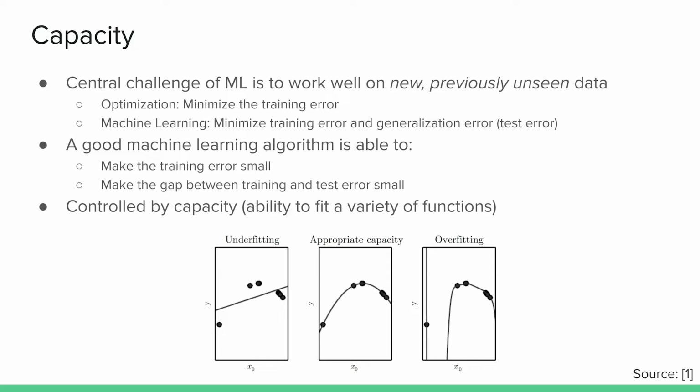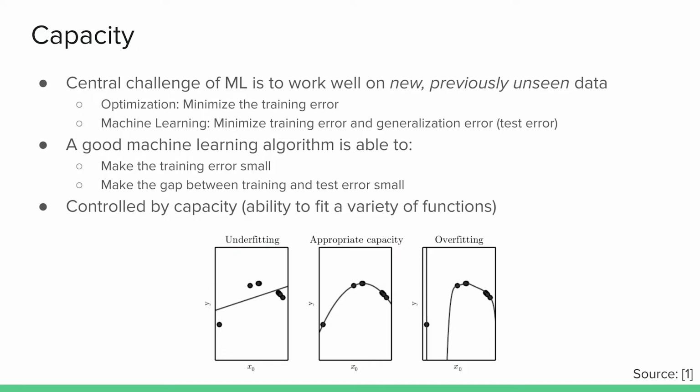One would be optimization, where we're trying to fit a model as well as possible onto our training set. So we're just trying to minimize the training error. Pure and simple, just try to get as good as you possibly can on the training set. That would be optimization. But what we want is actually more. We don't want to just have a low training loss. We actually want it to perform well on new unseen data. So what we want in machine learning is to minimize the training error and the generalization error, the test error: the error that we're seeing when we're presenting new unseen data to our network.